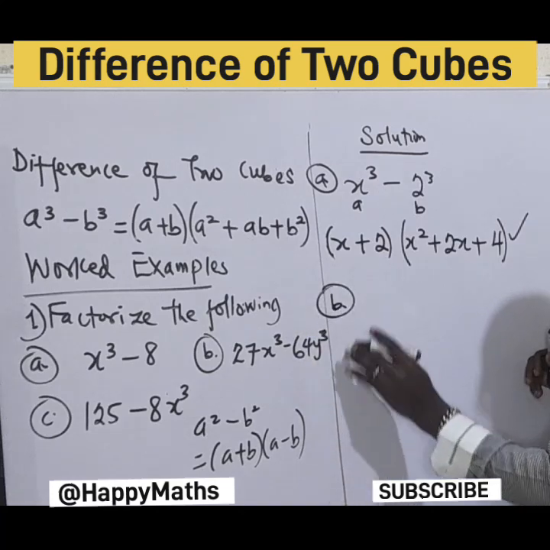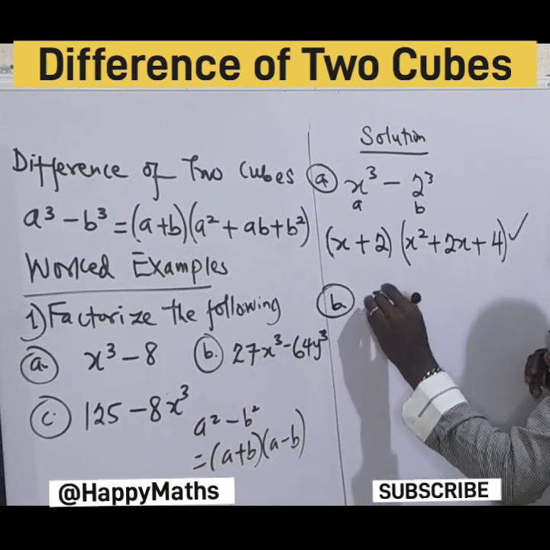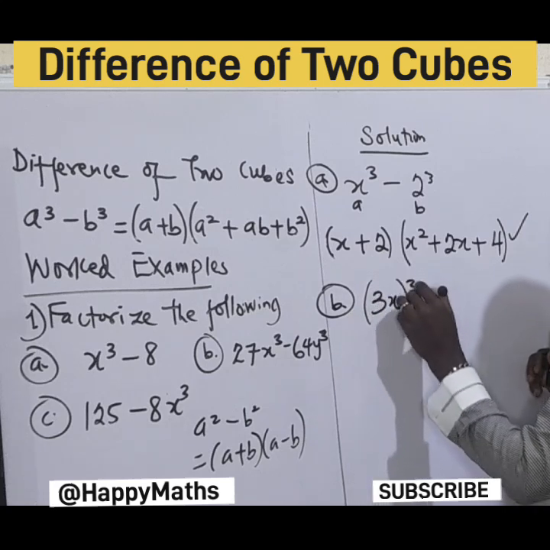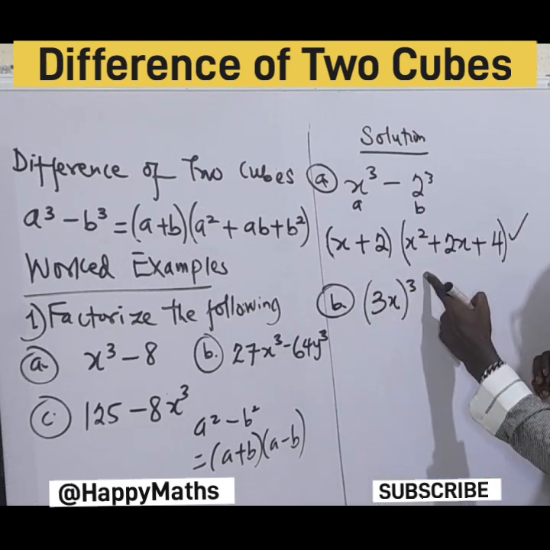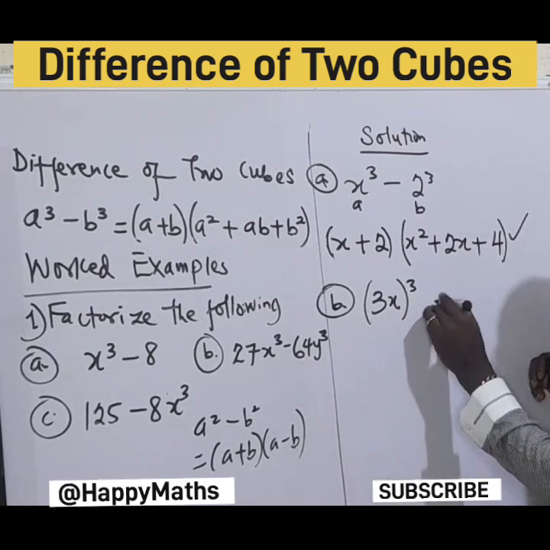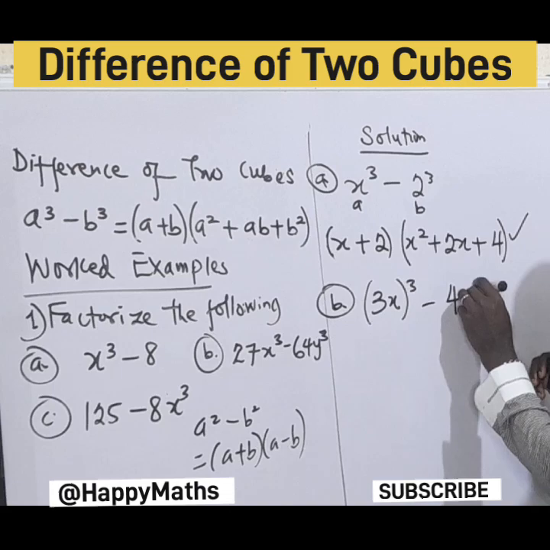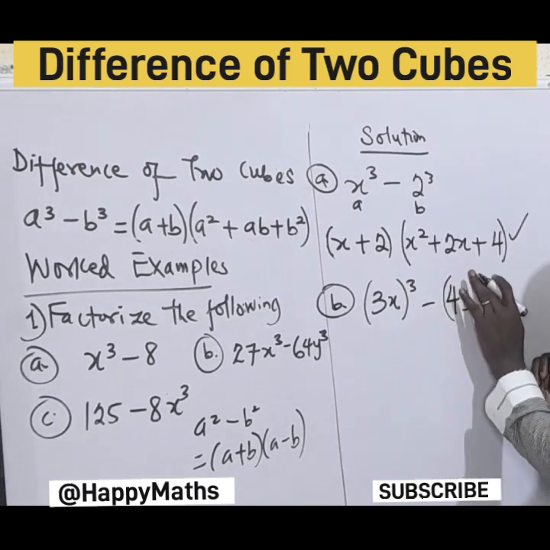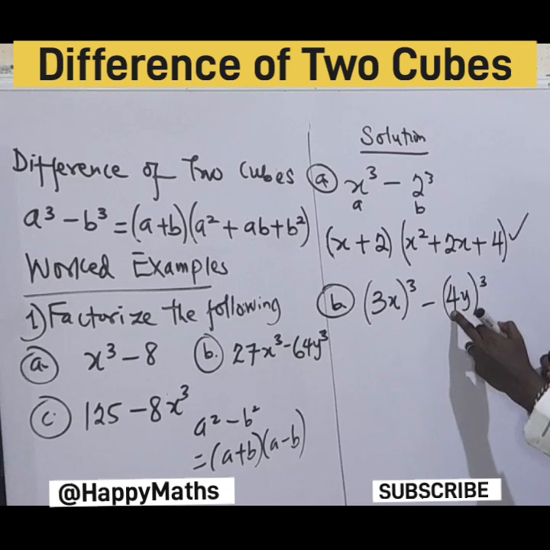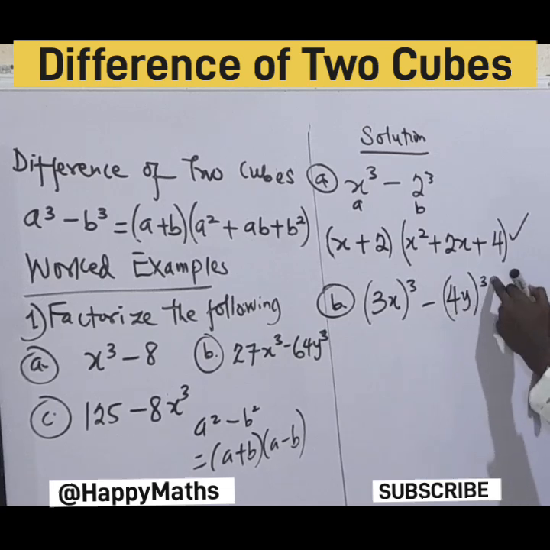Then the second. Now, 27 will give us 3x cubed. 3 raised to the power 3 is 27. 3 times 3, 9 times 3. Then x cubed, we get this back. Then 4y, bracket close, raised to the power of 3. 4 times 4 times 4 will give us 64, then y cubed.